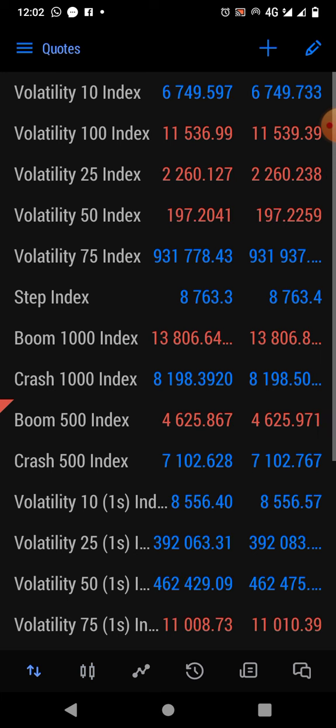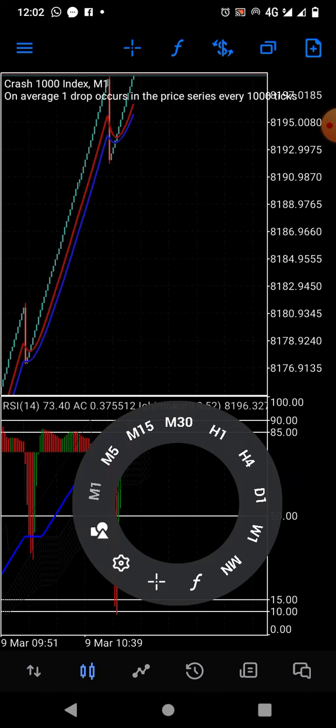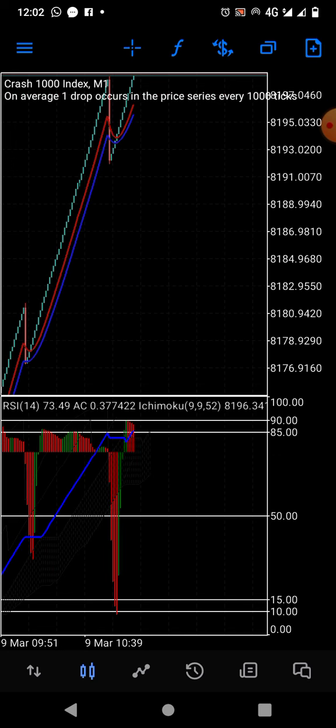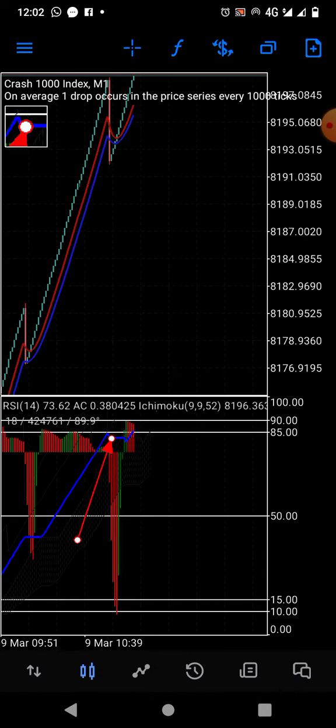Now let's look at another example. Let's look at the Crash 1000. So on Crash, you could have sold, and then you waited for that spike, and then the spike came.